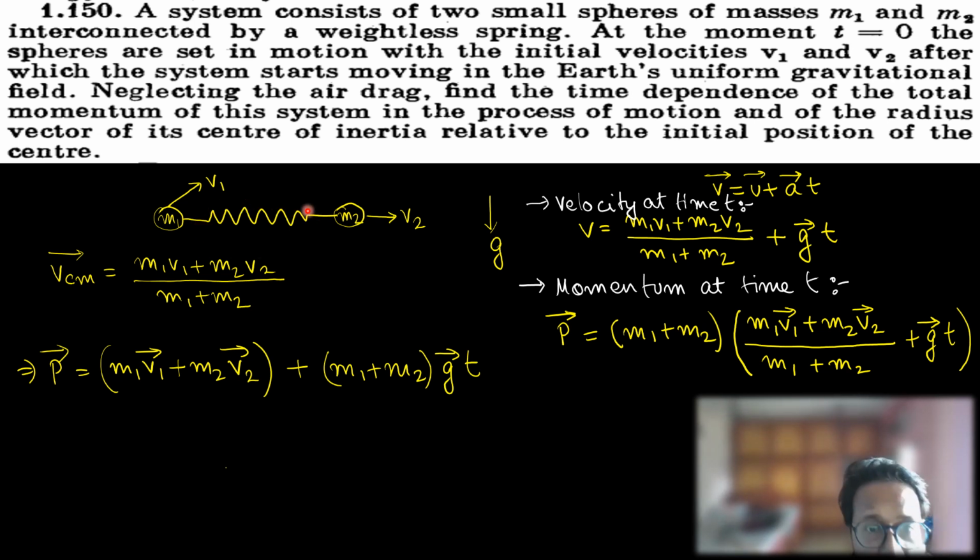Internal force means positive work done by the spring on this body would be equal to negative work done by the spring on this body. So this positive work and this negative work would get cancelled, so total work done by the spring in this two body system would always be equal to 0, and that is why spring is an internal force. That is why you do not take into account the spring.